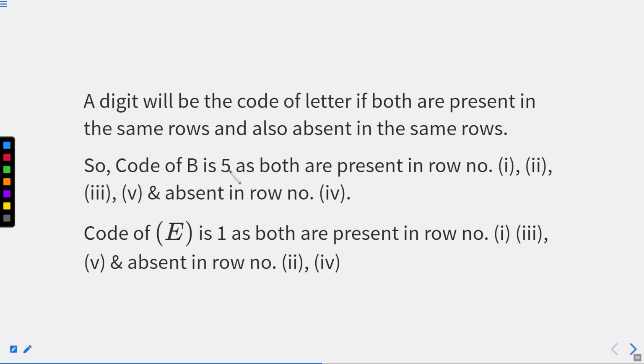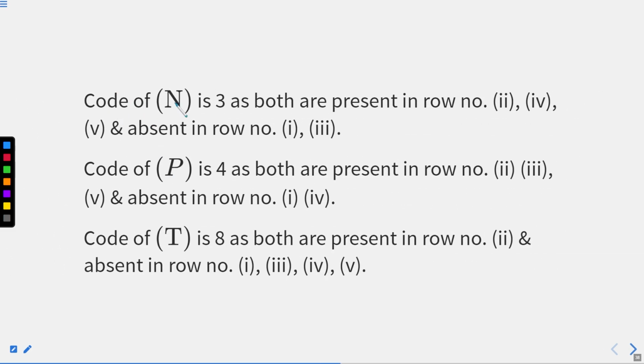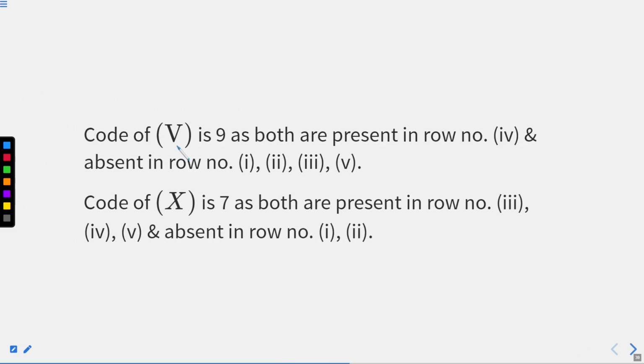I'll read it one by one. So B is coded as 5. We have already calculated, as B is present in 4 different words. E is coded as 1 in the same manner. I is coded as 2. L is coded as 0. K is coded as 6. We all know how we are calculating all this, the way we calculate the value of B. In the same manner, N is coded as 3. P is coded as 4. T is coded as 8. And the last two: V is coded as 9. X is coded as 7.